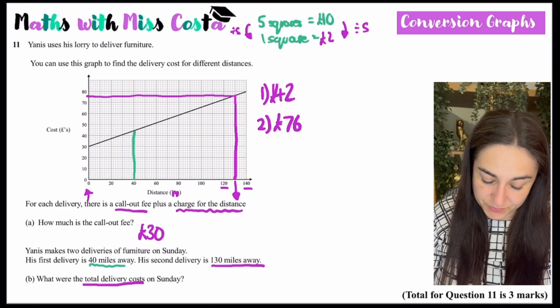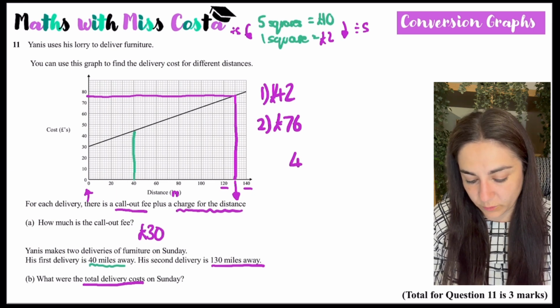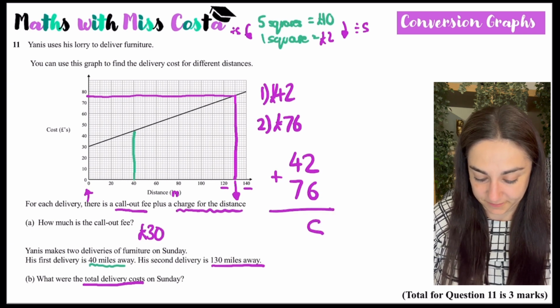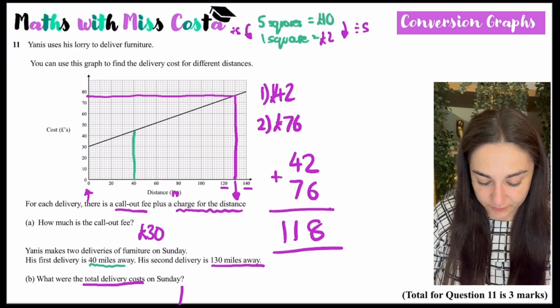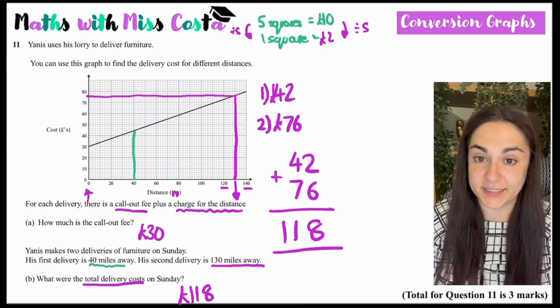So what was the total delivery costs? Well, I'm going to add 42 plus 76. 2 plus 6 is 8. And 7 plus 4 is 11. So the total delivery costs were £118.